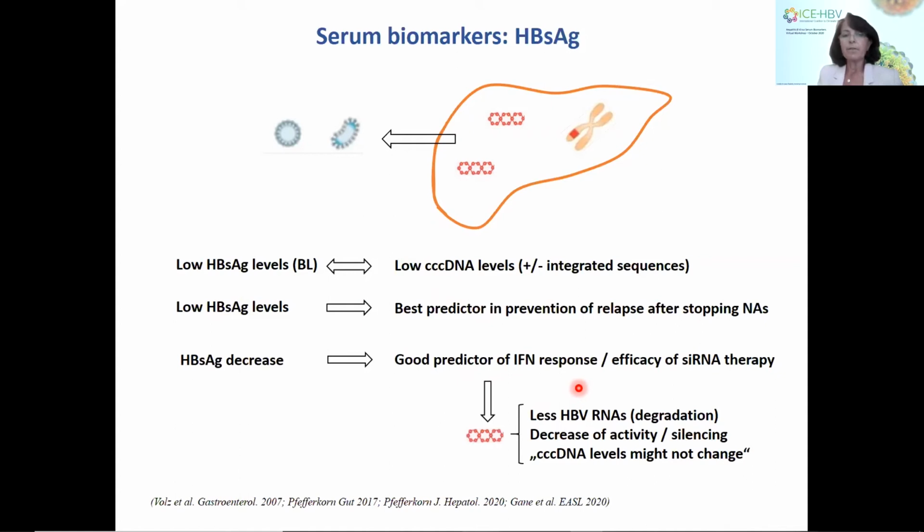And the decrease of S antigen might also be a good predictor of interferon response or efficacy of other novel therapy like siRNA. But this means again that, depending on the mode of action of the drug, we might have less RNA in the liver because of degradation or because of decreased activity, but that doesn't necessarily mean that the level of cccDNA is changing.